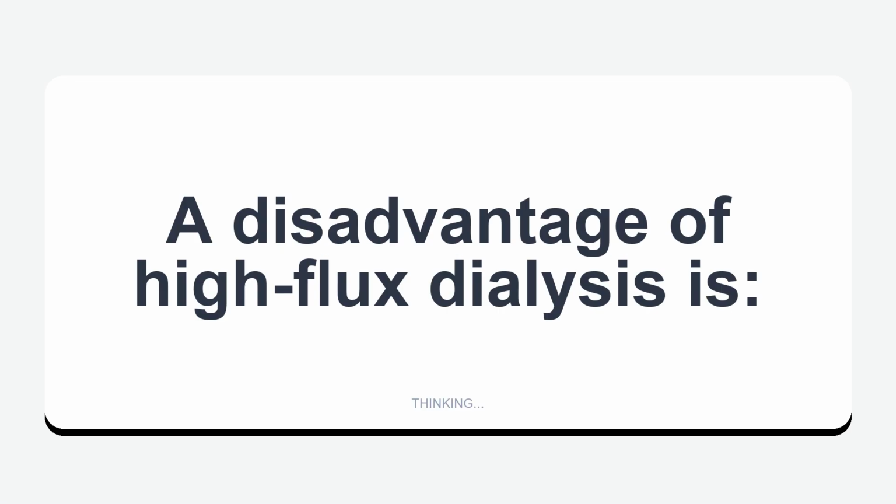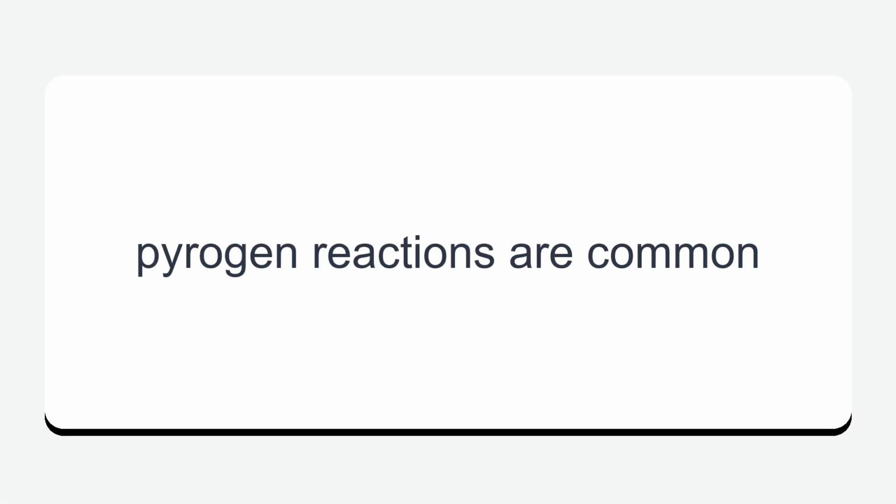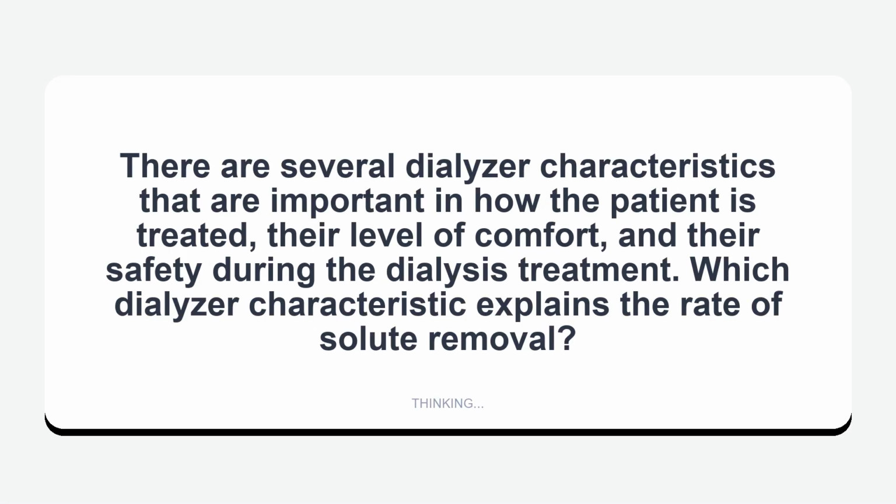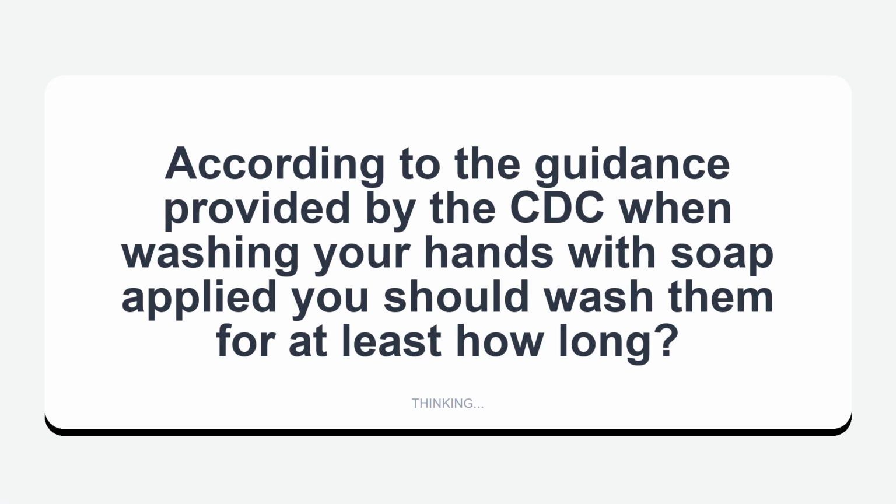A disadvantage of high-flux dialysis is pyrogen reactions are common. There are several dialyzer characteristics that are important in how the patient is treated, their level of comfort, and their safety during the dialysis treatment. Which dialyzer characteristic explains the rate of solute removal? Clearance. According to the guidance provided by the CDC, when washing your hands with soap applied, you should wash them for at least how long? 15 seconds.